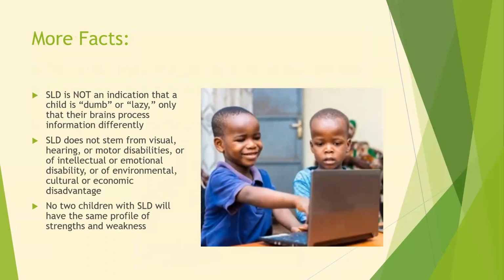Here are more facts. SLD is not an indication that a child is dumb or lazy, only that their brains process information differently. SLD does not stem from visual, hearing, or motor disabilities, or of intellectual, emotional disability, or of environmental, cultural, or economic disadvantage. And no two children with SLD will have the same profile of strengths and weaknesses. A person with SLD may actually have normal to high IQ.